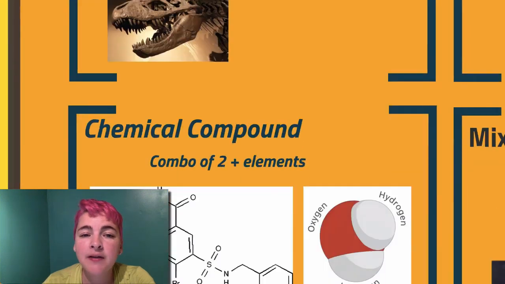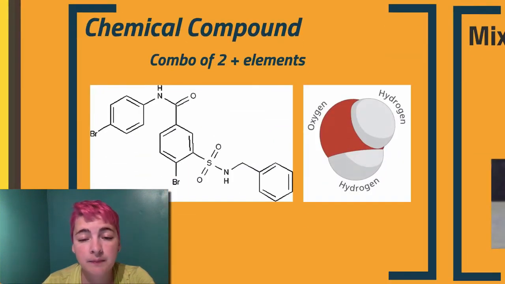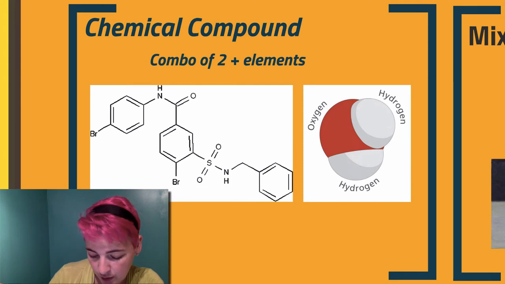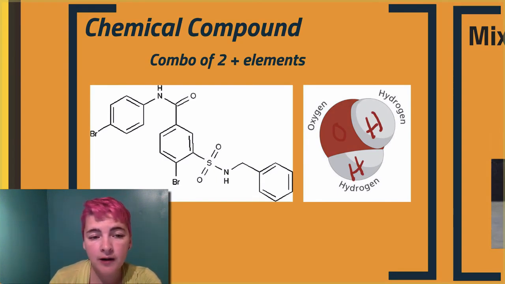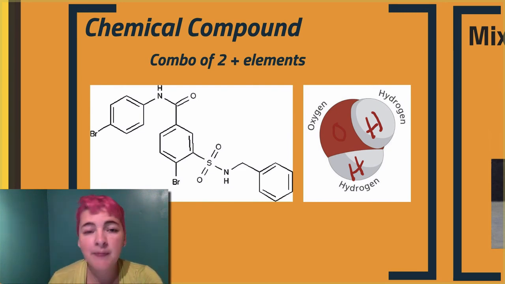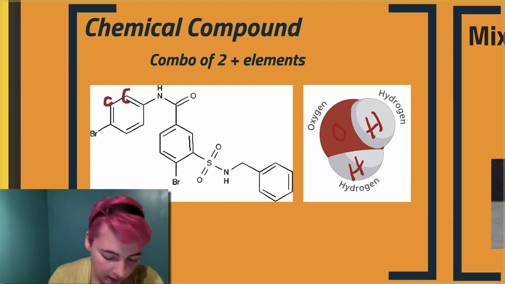A chemical compound is a combination of 2 or more elements. Here we have 2 different chemical compounds. We have simply water, and water is H2O. We have 2 H's and 1 O, or oxygen. And here is a carbon compound. Whenever you see a stick structure like this, it's shorthand for carbon. Because organic compounds have so much carbon, as chemists, we don't like to write carbon down all the time. So each of these points has a carbon.